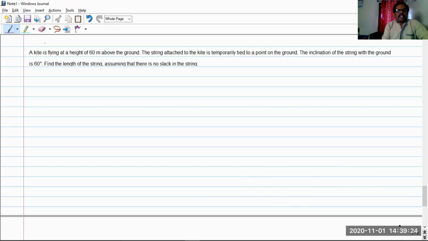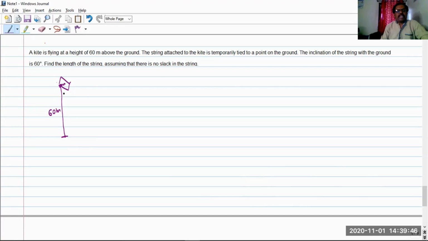A kite is flying at a height of 60 meters. So we just draw a kite here. Here is a kite. The kite is flying here. Let the point be A. It is at a height of 60 meters from the ground. So this is the 60 meter height of this kite from the ground.